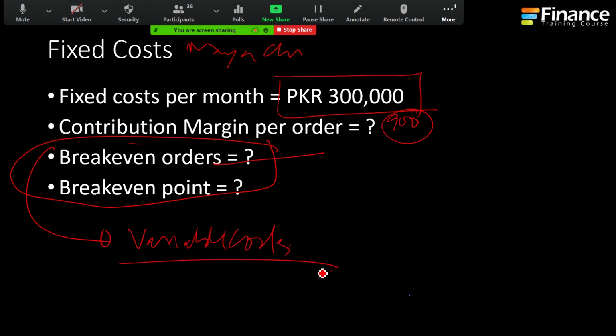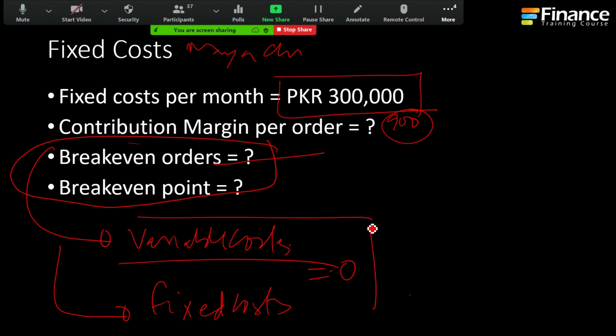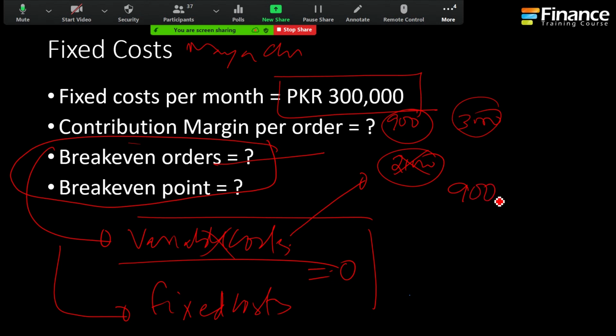And you've also covered all your fixed costs. So this is zero profit, right? No profit, no loss. That's the point you're standing at. So what are your variable costs? Your variable costs are 2100. So on every order, as long as you're charging 3000 rupees, you're covering all your variable costs. So this is covered. What is left? Fixed costs. So on each order, you're saying 900 times X, where X is the number of orders, should equal 300,000.